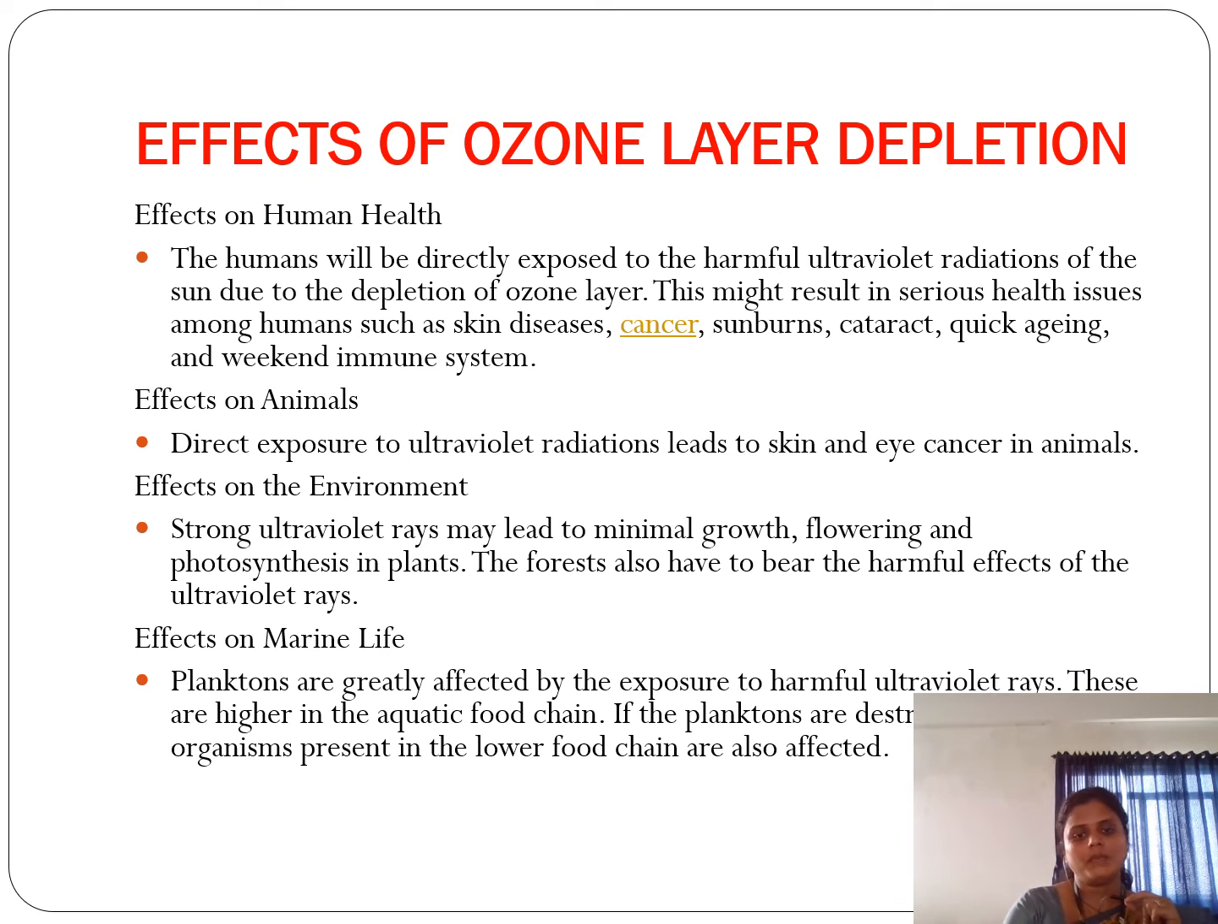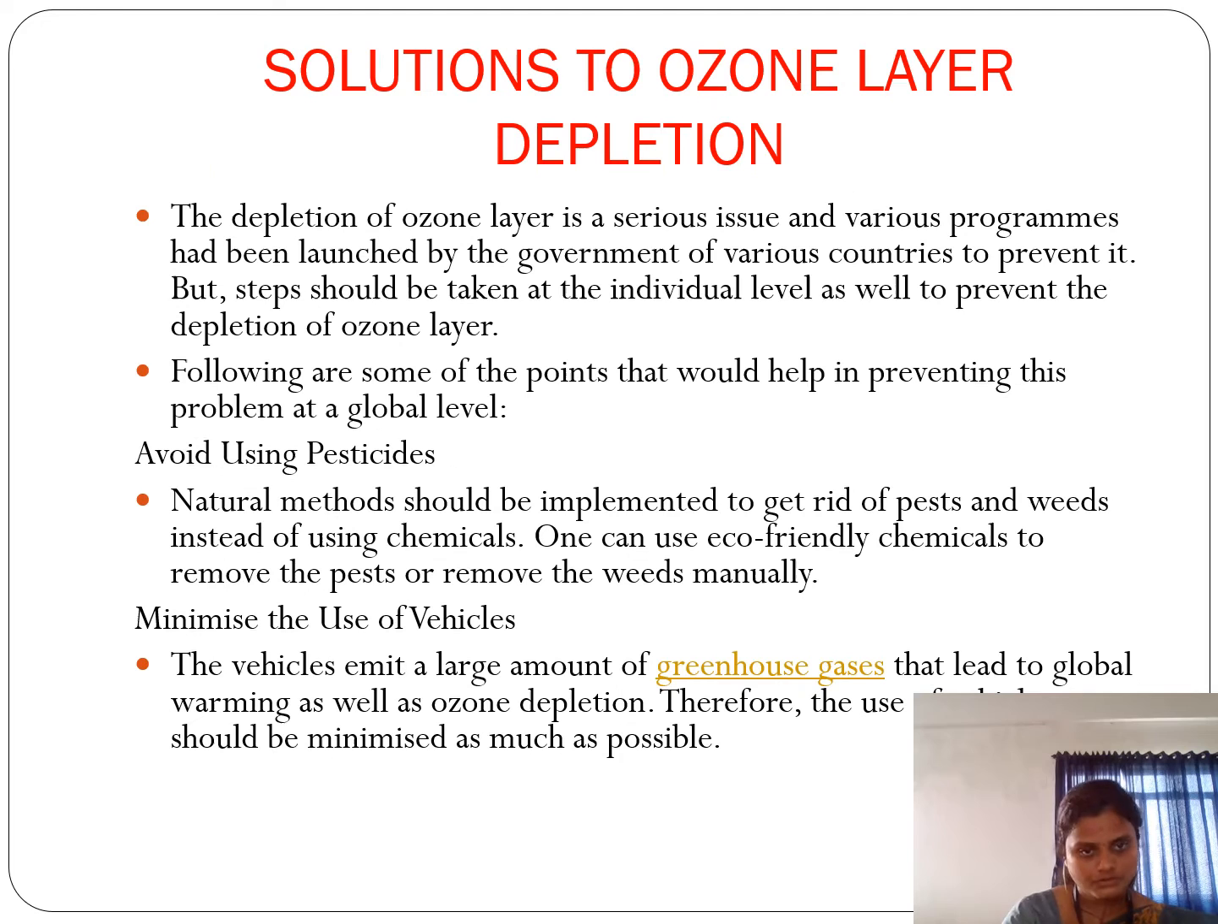So, the effect on marine life: ozone layer depletion will directly affect marine life also. The plankton are greatly affected by the harmful UV radiation because these are higher in the aquatic food chain, but due to the direct harmful absorption of the UV light radiation, plankton like aquatic plant species are going to become extinct. So these are some important effects.